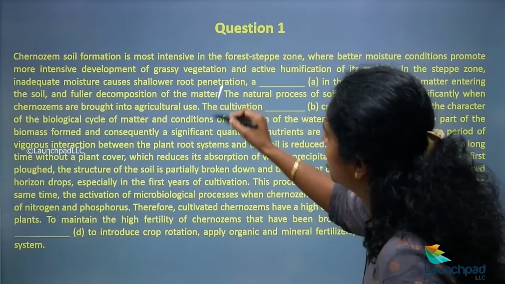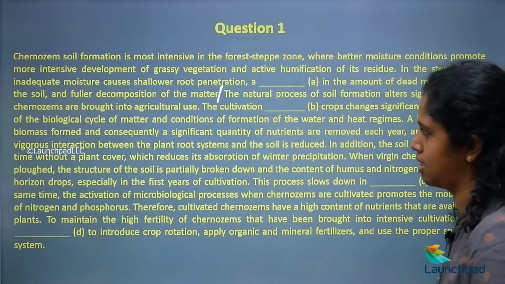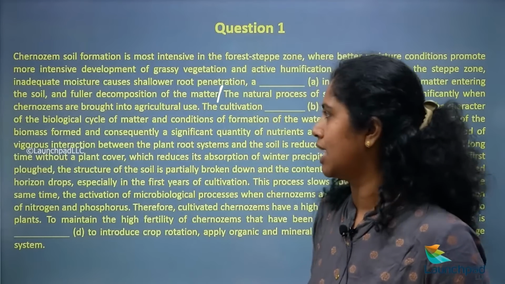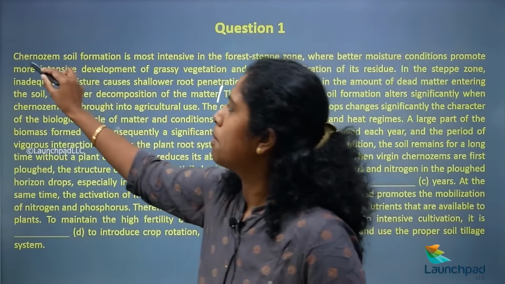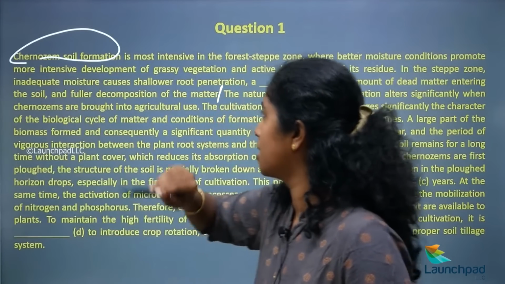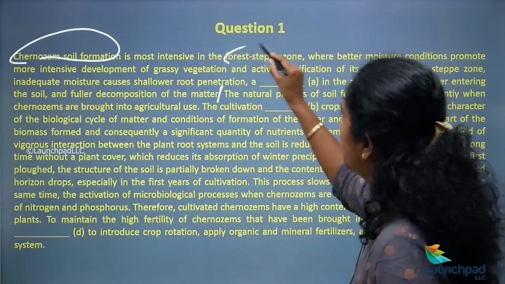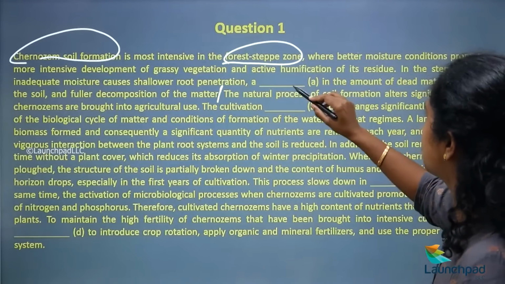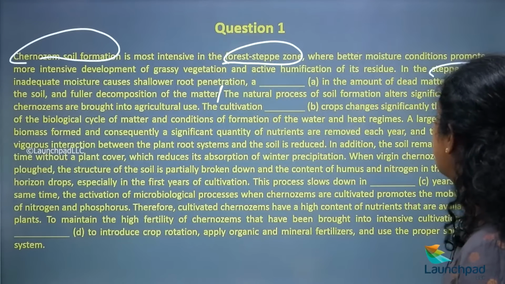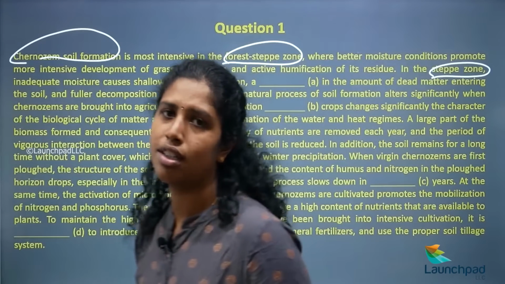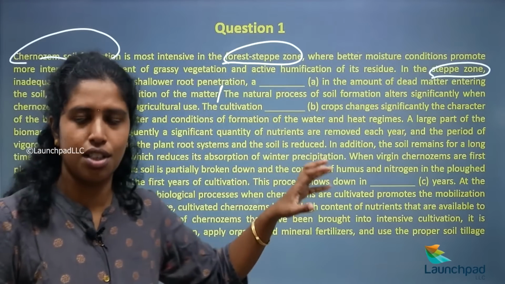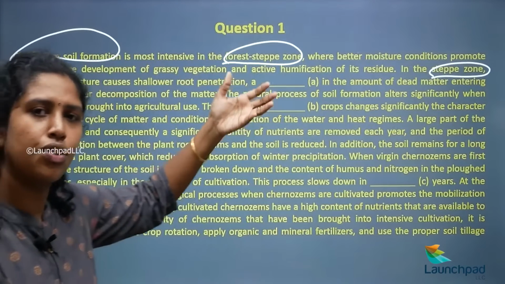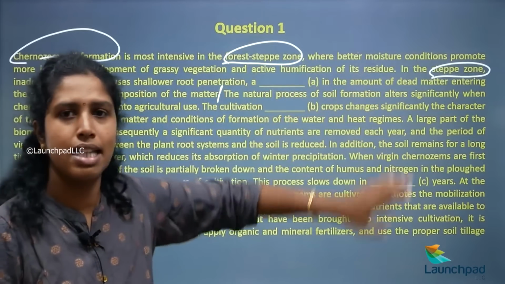So let me break down this paragraph. I'm breaking down this entire passage so that I can have an idea. This is talking about the Chernozem soils formation. And in which area is it talking? It's talking about the forest steppe zone, because you can see that this forest steppe zone is repeated. So it's talking about agriculture, or it's talking about how soil is formed in the steppe zone area.